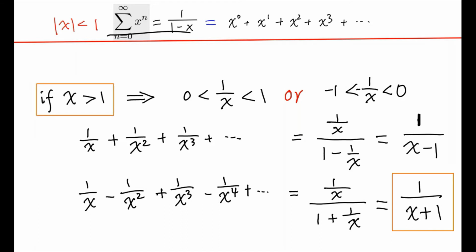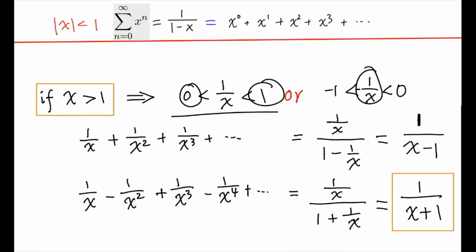Now, when x is smaller than 1, we have this over here. But what if x was greater than 1? What are we going to do with that? Well, if x is greater than 1, this means that 1 divided by x is greater than 0 and smaller than 1. Or minus 1 divided by x is smaller than 0 and greater than minus 1.